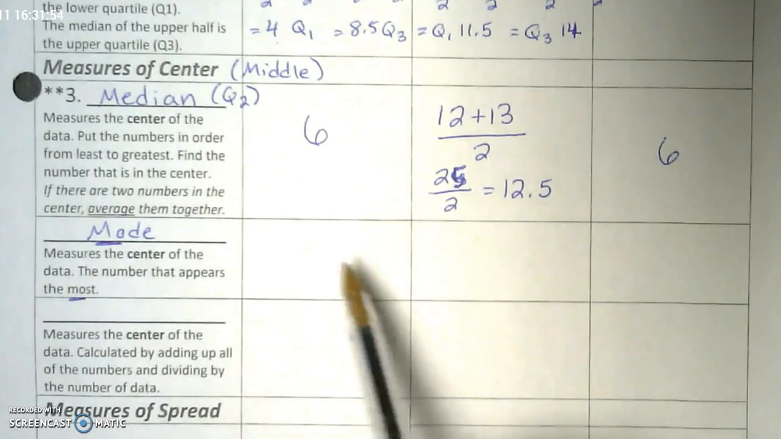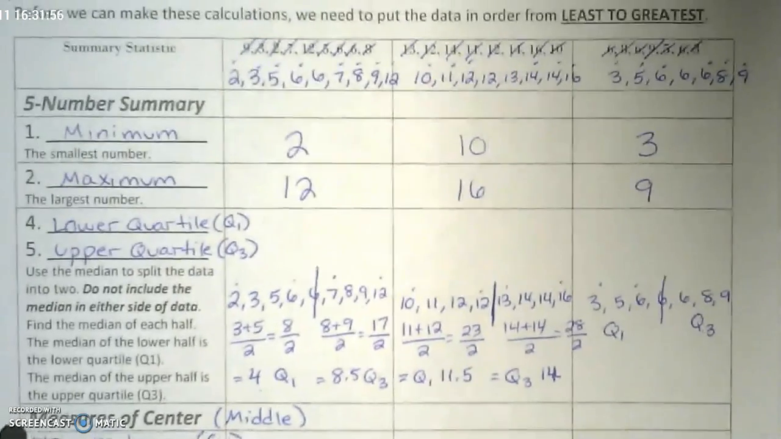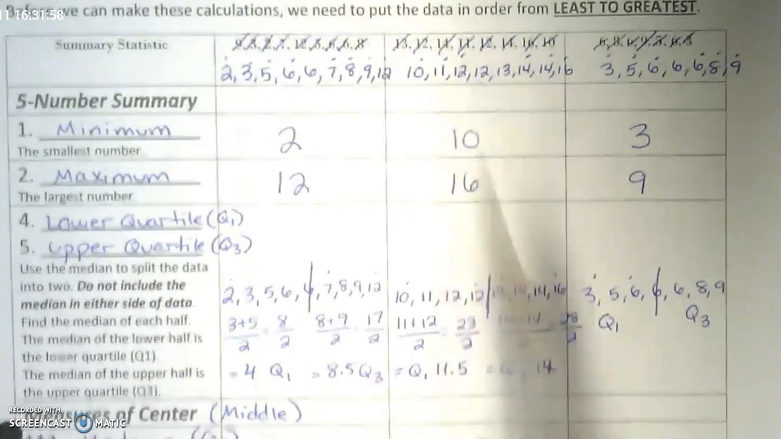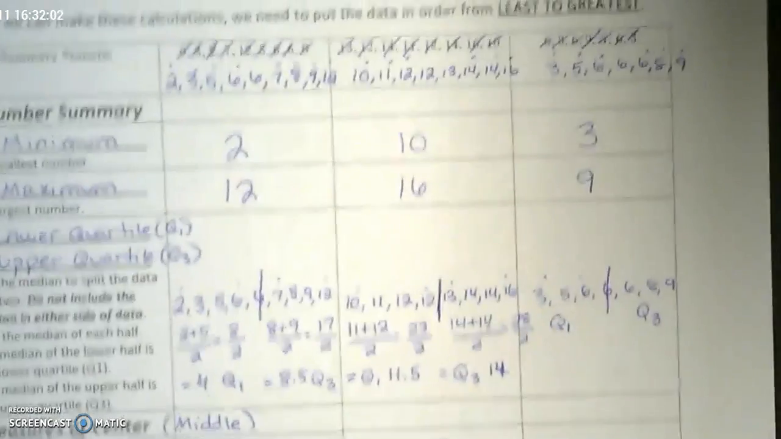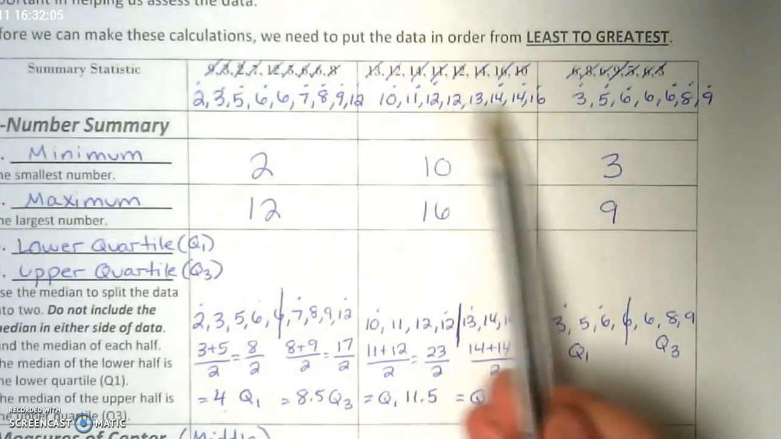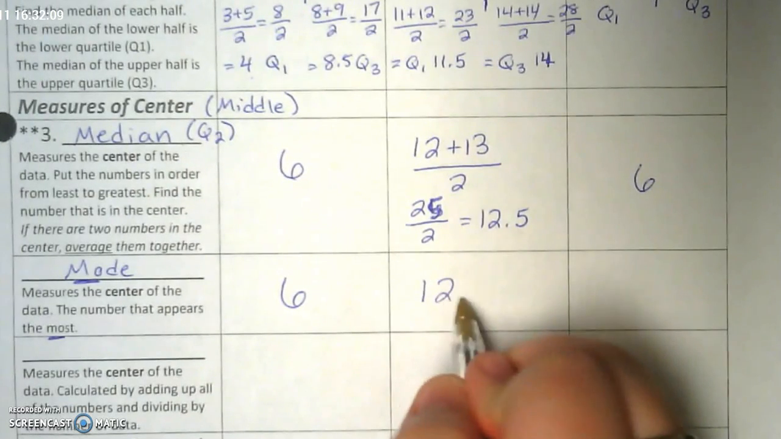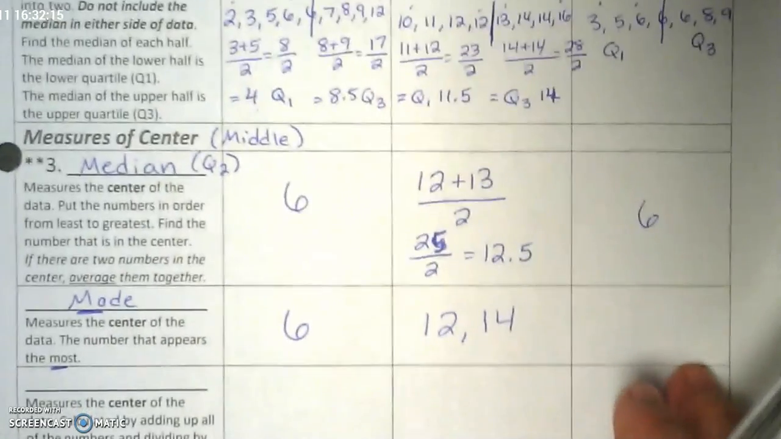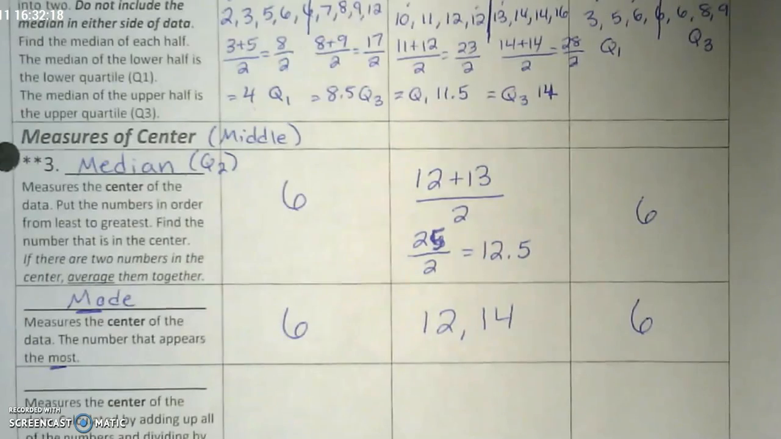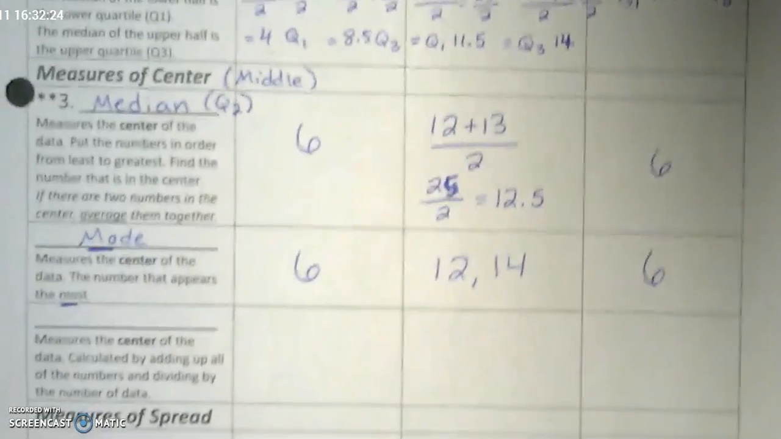So the number that appears the most in the first data set, if we go back up here, is 6. That one actually appears twice. The next one, we have 12 and 14, so they both appear twice. And the other one up here is 6 because it appears 3 times. Now if all of them appear only one time, then we say it does not have a mode because nothing appears more than once.